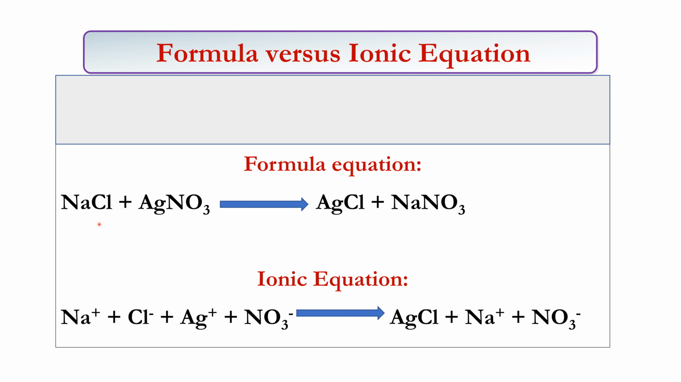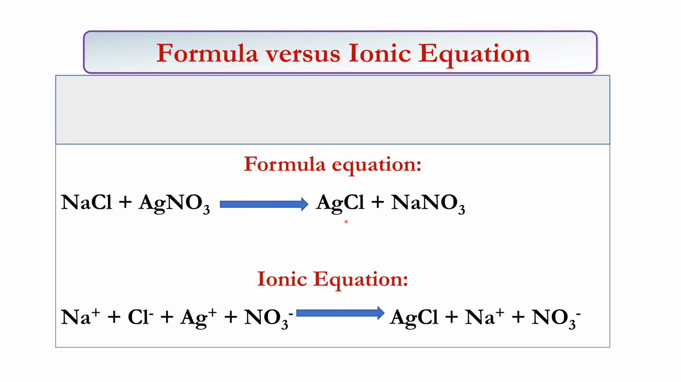So sodium chloride is soluble in water. Because it's soluble, it will break into its positive and negative ions. Silver nitrate is also soluble in water, so it will break into its positive and negative ions.